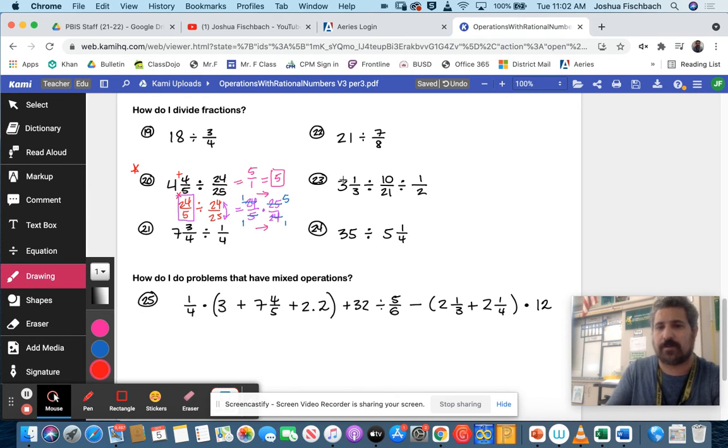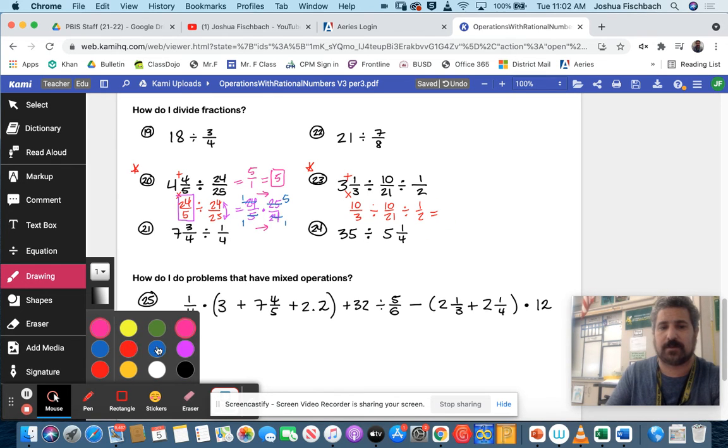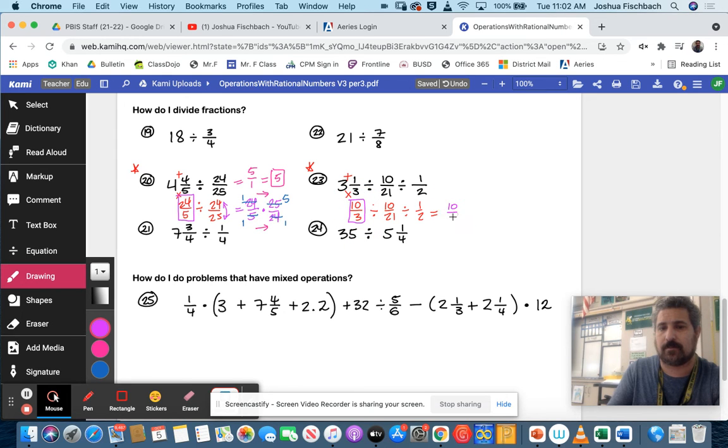Let's do one with 3 terms and see if that's a little trickier. So once again, we're going to change our mixed number to a top-heavy fraction. So 3 times the 3 plus the 1 to get our new numerator. 3 times 3 is 9, plus 1 is 10. So this is the same as 10/3 divided by 10/21 divided by 1/2. Now, whenever we do the algorithm here, the one on the left stays the same. So keep, flip, change. This 10/3 stays the same. We change the division to multiplication, and we flip the one on the right to its reciprocal. So 21 over 10 instead of 10 over 21.